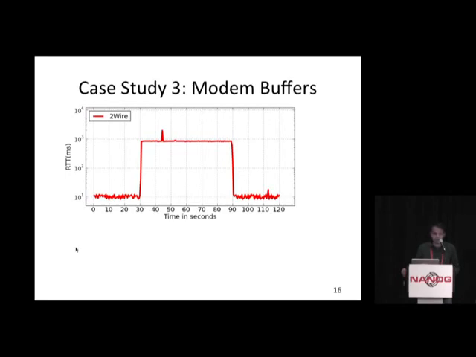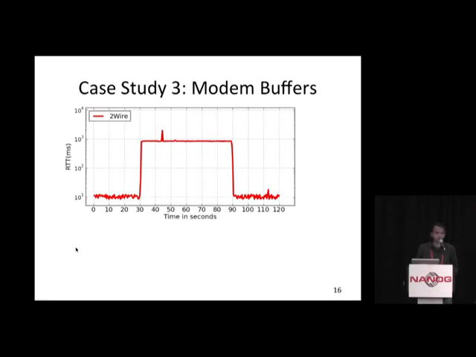This is an AT&T DSL user, and the modem used was a 2-wire. What we saw here was the baseline latency is about 10 milliseconds, and at 30 seconds when we saturated the uplink, the latency jumped up to about 800 milliseconds. The y-axis is log scale.